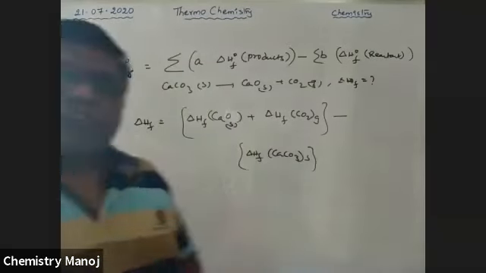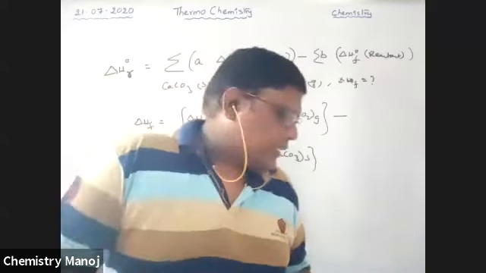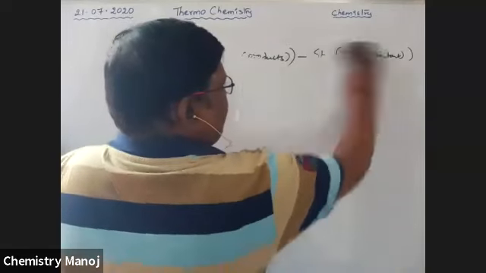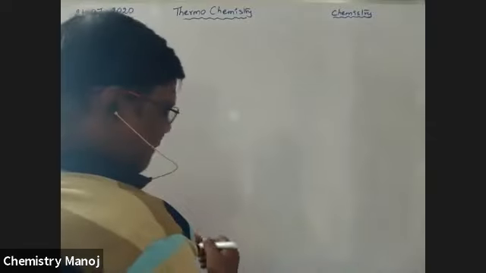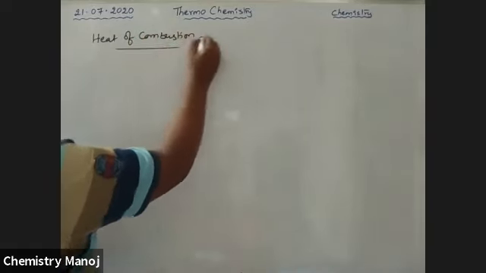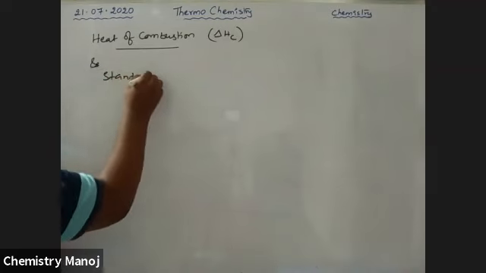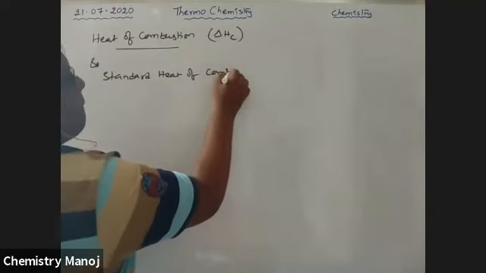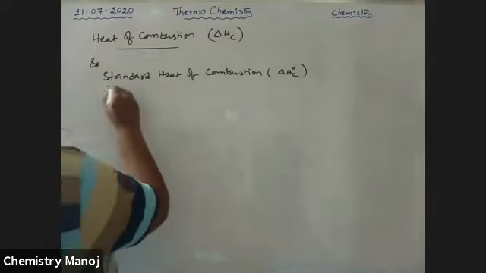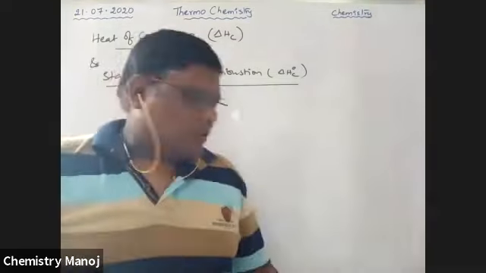Okay, boys. This is the heat of formation. Now I'm going to the second type of heat of reaction, that is heat of combustion, delta H C. If heat of combustion is measured at standard conditions, that is called standard heat of combustion, delta H naught C.